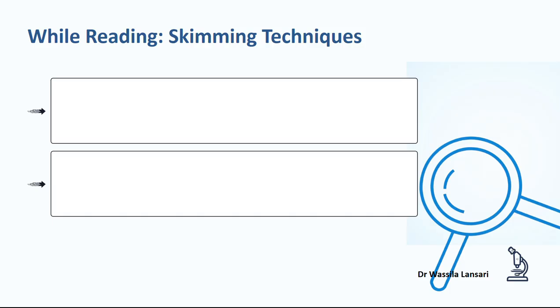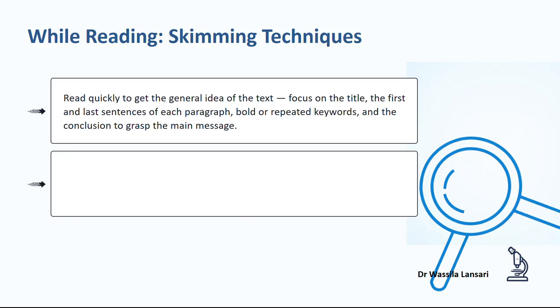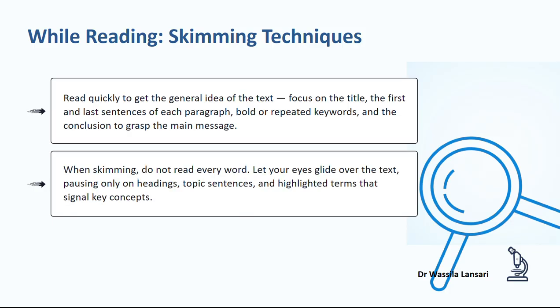Next comes the while reading phase. Here we use two very useful strategies, which are skimming and scanning. Let's begin with skimming. Skimming means reading quickly to understand the general idea of the text. We do not read every word. Instead, we pay attention to the title, headings, the first and the last sentences, and the repeated keywords.